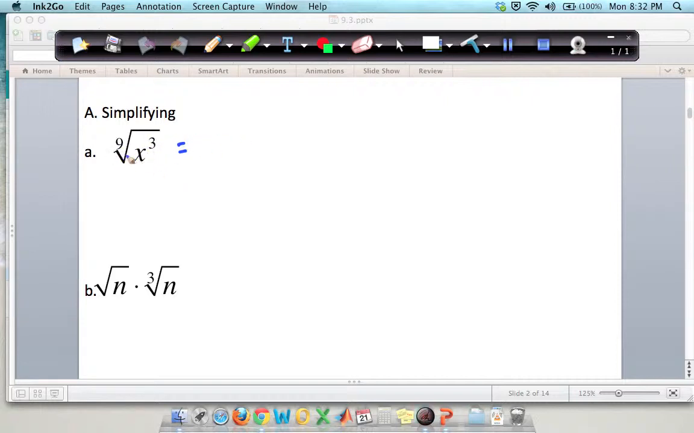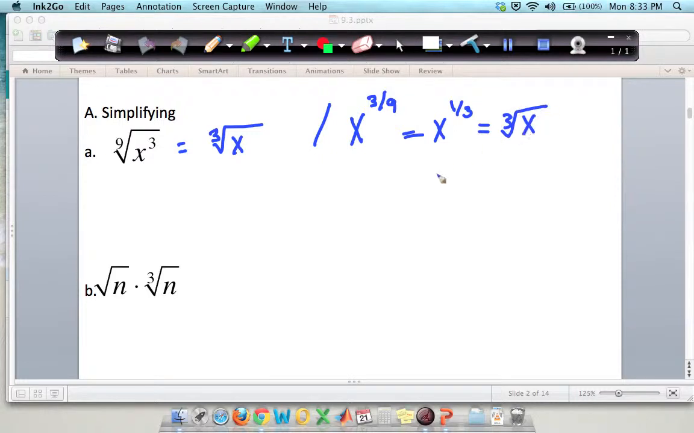But I do notice 9 and 3 are both divisible by 3, so I can reduce this to become the cubed root of x to the first power. And I don't need to write that one. The cubed root of x is much easier to visualize than the ninth root of x cubed. The longer way you could have done this is rewrite it as x to the 3/9, a rational exponent, then reduce 3/9 to 1/3, and we know 1/3 is the same thing as the cubed root. So this is the shortcut way of doing all those steps.